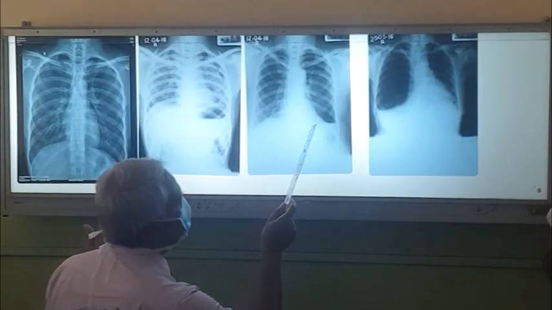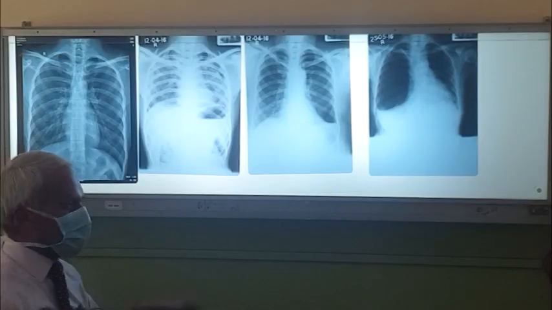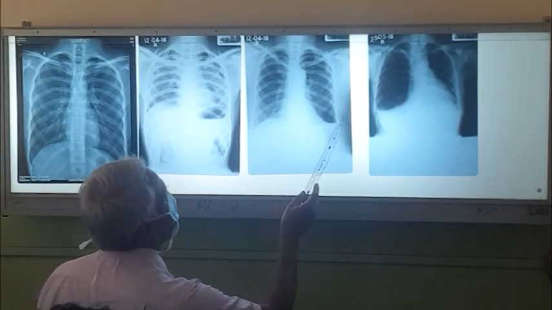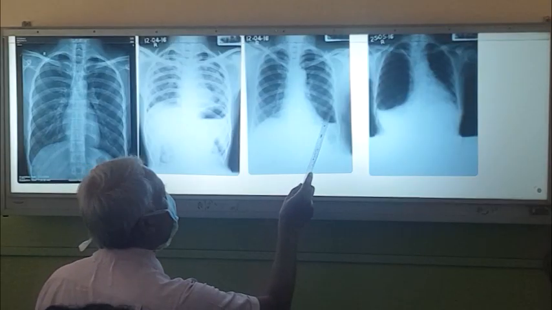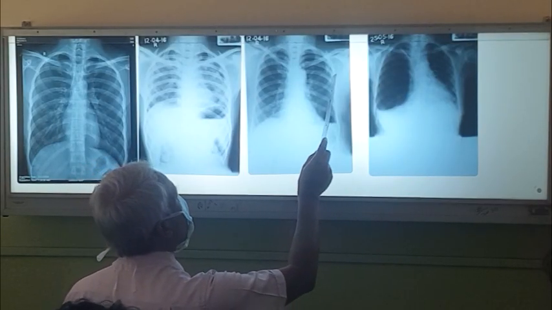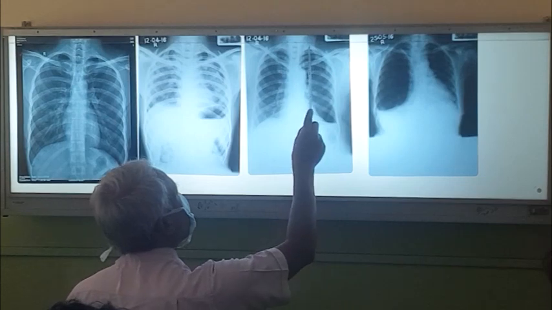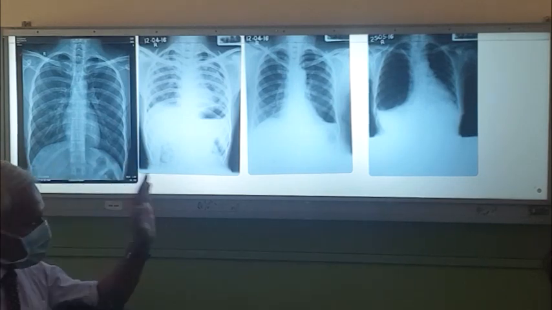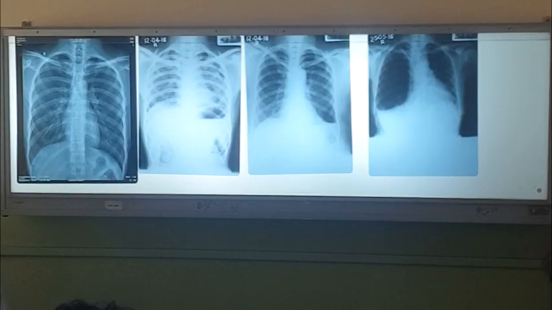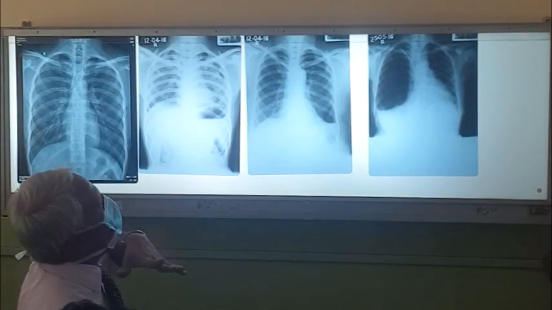When you see a line like this, always you have to think of pneumothorax, right? So the line is there, and this area has no lung tissues, and here you can see lung tissues up to here, and no lung tissues here. So this is a pneumothorax with some adhesions laterally. Okay, so this is a pneumothorax with some adhesions laterally, right?